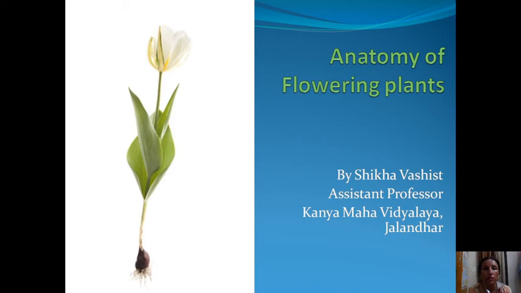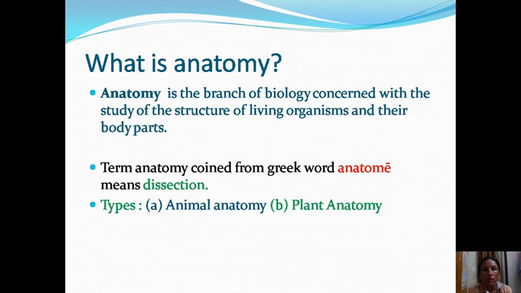Today we will discuss about anatomy of flowering plants. Anatomy is the branch of biology which is concerned with the study of structure of living organisms and their body parts. The term anatomy is coined from the Greek word anatomy, which means dissection. So as far as living organisms are concerned, anatomy is divided into two types, animal anatomy and plant anatomy. Here in this section we'll focus on plant anatomy.